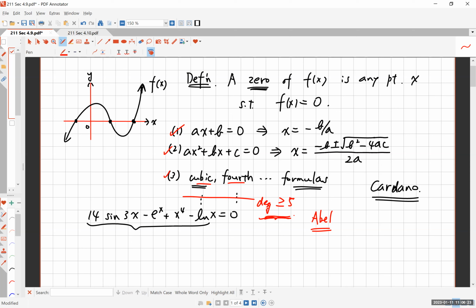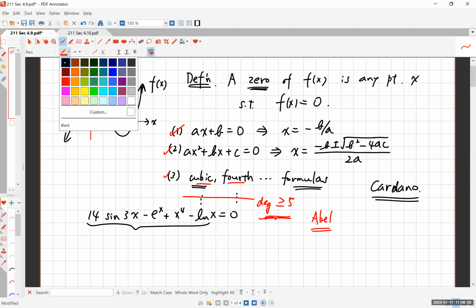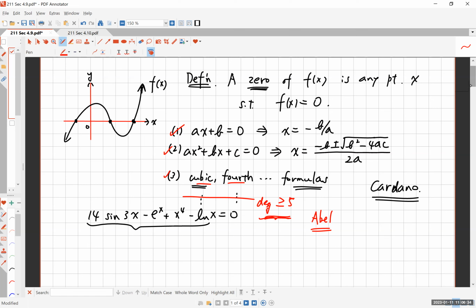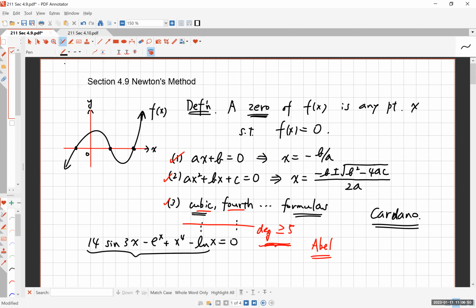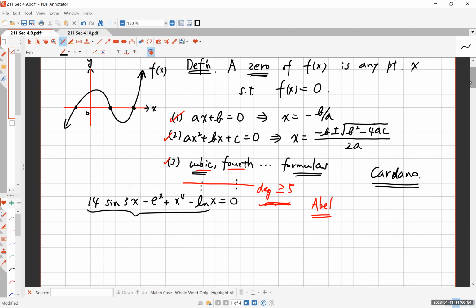All right, so this, when the degree is 5 or greater, and this has far-reaching implications in theoretical mathematics, especially in algebra, but Abel proved that when the degree is 5 or greater, then there is no one general formula for solving polynomial equations. Okay, so these numerical methods actually mean something because sometimes we have to depend on them to find these zeros or approximate these zeros.